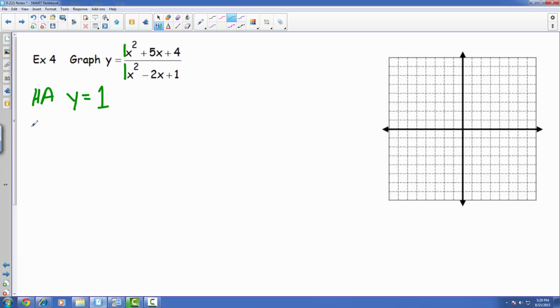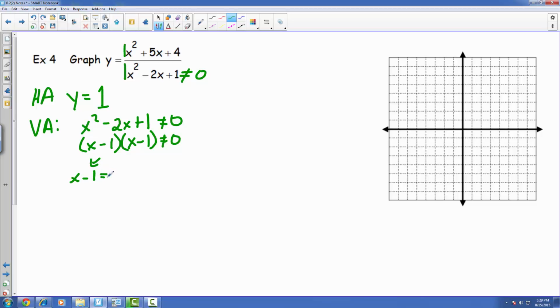For our vertical asymptote, all you have to do is set this bottom not equal to 0. So when we do that, we have x squared minus 2x plus 1 is not equal to 0. We can go ahead and factor this. It will come out to be x minus 1 times x minus 1 is not equal to 0. And since they are exactly the same, we really only need to do this one time. So we have x minus 1 is not equal to 0.